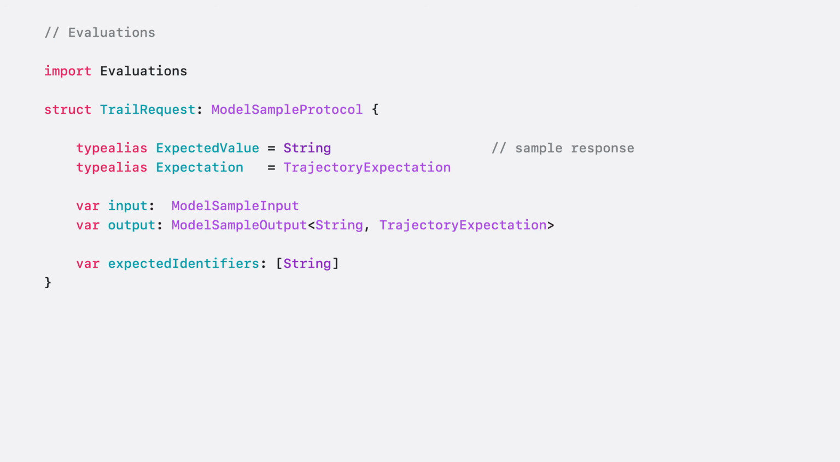We'll start by defining a dataset that adopts the model sample protocol. Our trail request already includes the natural language input that a person might ask about trails in our app, the output, which is a language model response, and an expectation of the trajectory of the request. We'll also be adding a set of unique identifiers of searchable items that we expect the tool to return for that input. If we have real data to test against, that's great, but if not, we can use sample generation APIs to generate data based on a prompt. Let's take a look at this in Xcode.